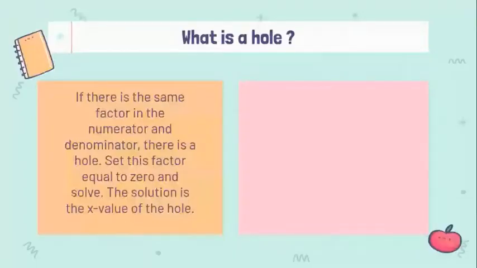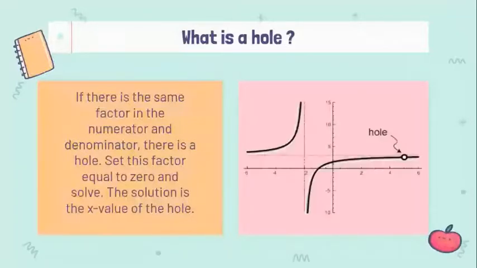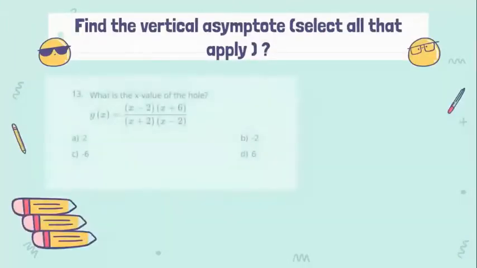What is a hole? If there is the same factor in the numerator and the denominator, there is a hole. Set this factor equal to 0 and solve. The solution is the x value of the hole. What is the x value of the hole? g(x) equals (x minus 2)(x plus 10) over (x plus 2)(x minus 2). So as we said in the last slide, each factor that cancels between the numerator and the denominator is the hole.